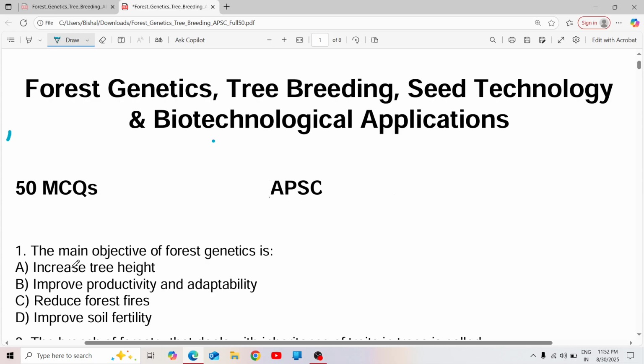Question number 1. The main objective of forest genetics is option A, increased tree height, B, improved productivity and adaptability, C, reduced forest fires, and D, improved soil fertility. So the correct answer is, the main objective of forest genetics is to improve productivity and adaptability.